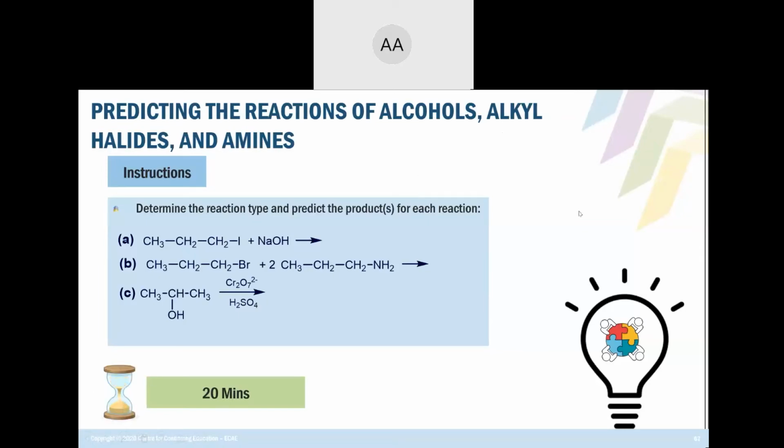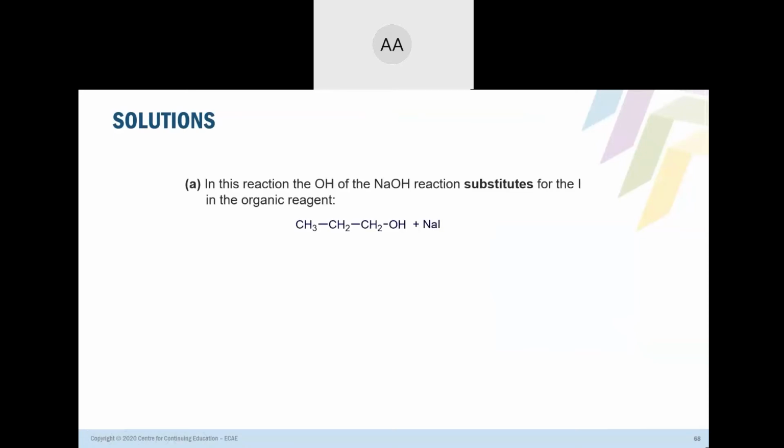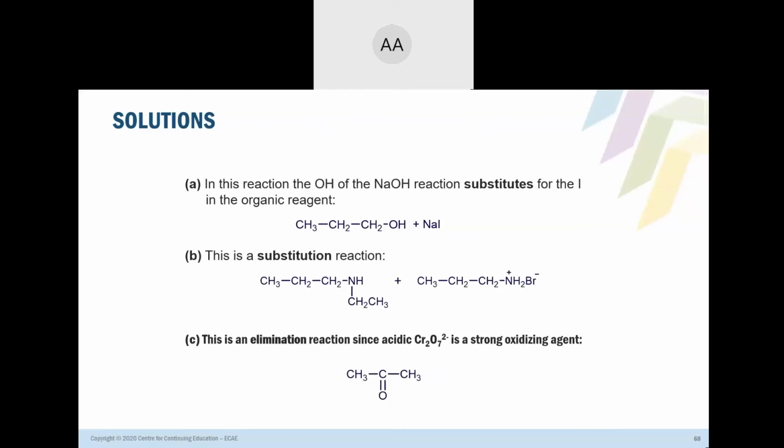Okay, welcome back. Let's have a look at the solutions and see how we did with these chemistry problems. So in A, the reaction of the hydroxyl group, oxygen and hydrogen, of the sodium hydroxide substitutes for the iodine in the organic reagent. So we get NaI released. Substitution reaction. B is also a substitution reaction. You can see that the functional group is substituted. And C, this is an elimination reaction since the acidic Cr2O7 2- is a strong oxidizing agent. Well done, guys.